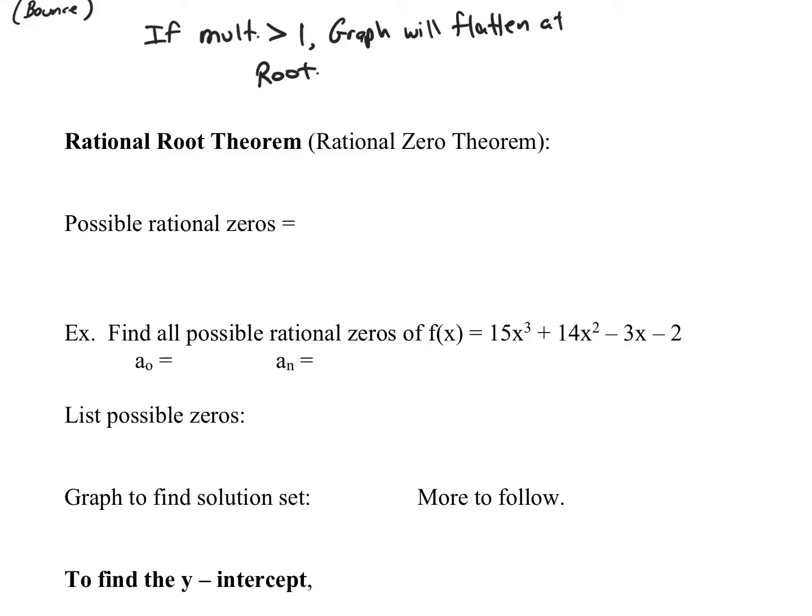All right, this is part 2 of our notes on polynomials. We're going to talk here, at the top of the second page of our notes, about the rational root theorem. The rational root theorem provides a list, so it lists all possible rational roots of a polynomial.